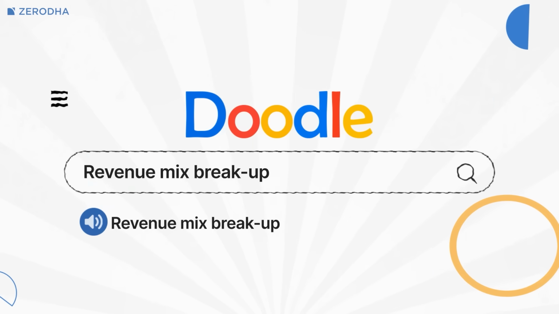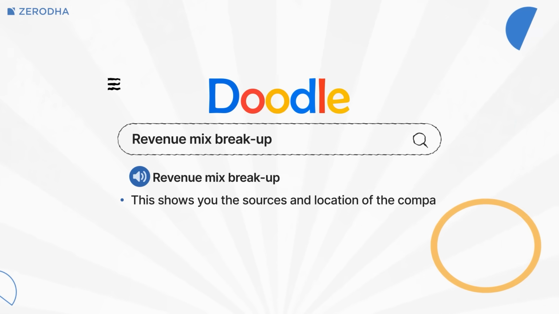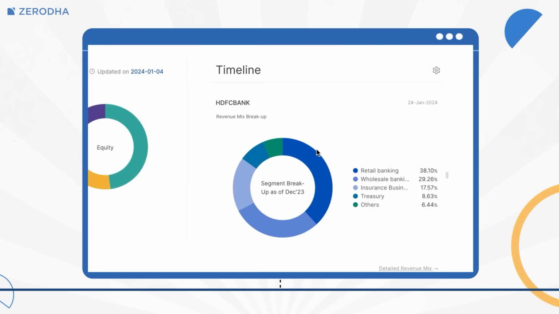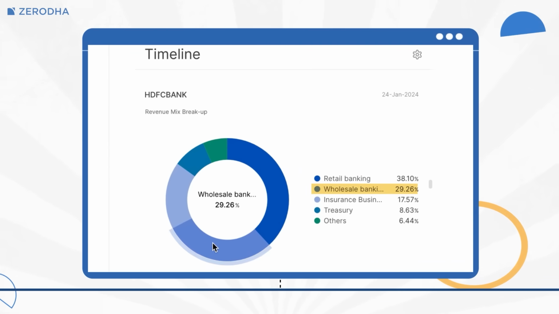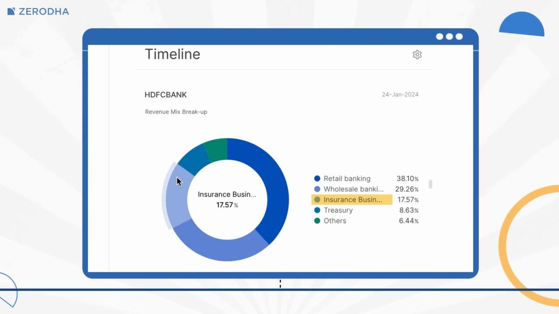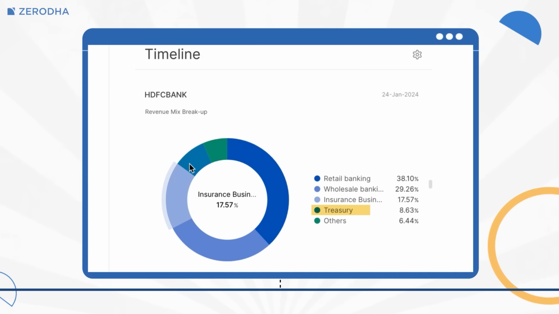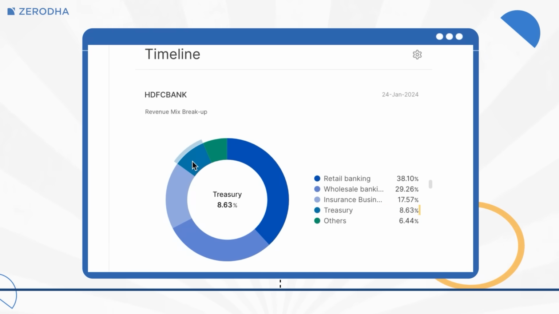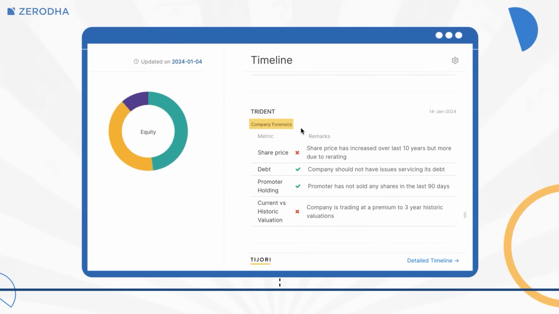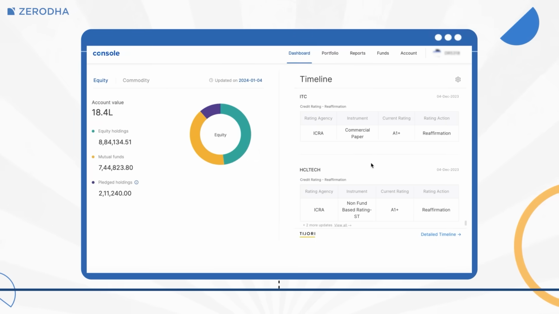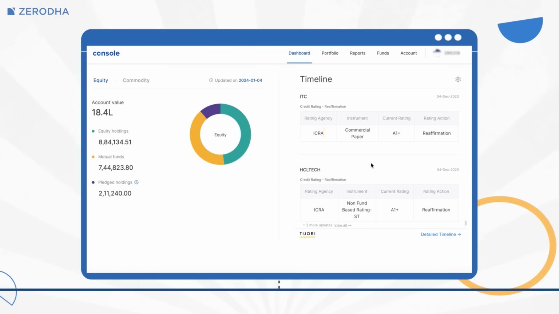Revenue mix breakup. This shows you the sources and location of the company's revenues. HDFC Bank, for instance, 38% of its revenue comes from retail banking, 29.26% from wholesale banking, 17.57% from insurance business, 8.63% from treasury, and finally 6.44% from other sources. Forensics. This provides investors with an insightful metric and indicator for evaluating a company's financial health and performance. Credit rating updates from all three major credit rating agencies, that is ICRA, CRISIL, and CARE.